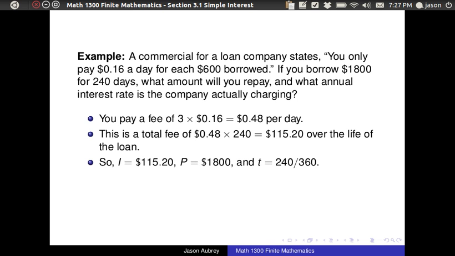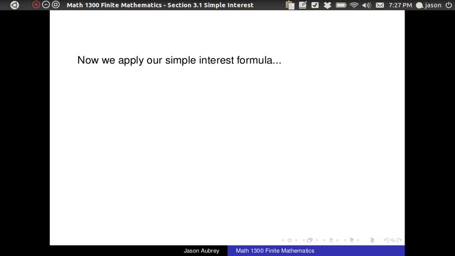And now the time period. Again, T is in years in these problems, and this is a simple interest problem, so we're going to use 360 days in a year when we convert days to years. And so T is 240 over 360. Plug that into our formula. I equals PRT. So 115.20 equals 1,800 times R times 240 over 360. And then plugging that into our calculator, we get R equals 0.096.